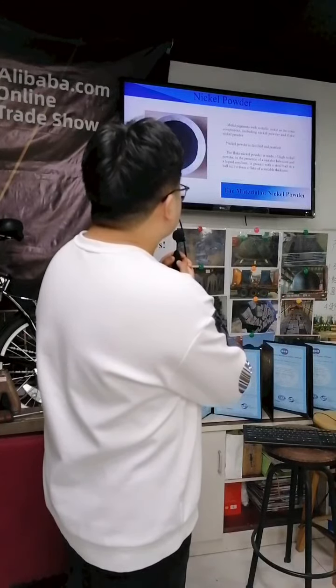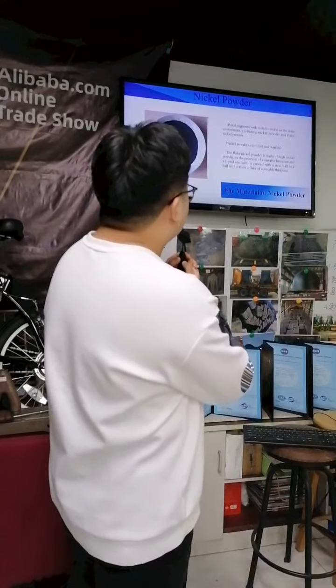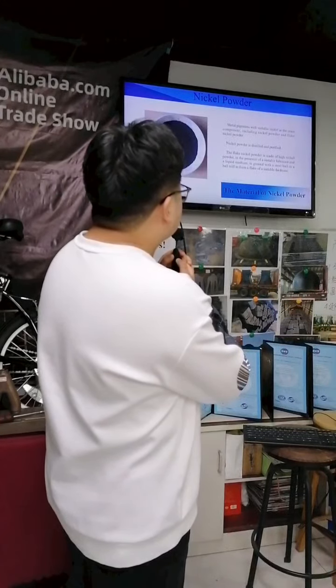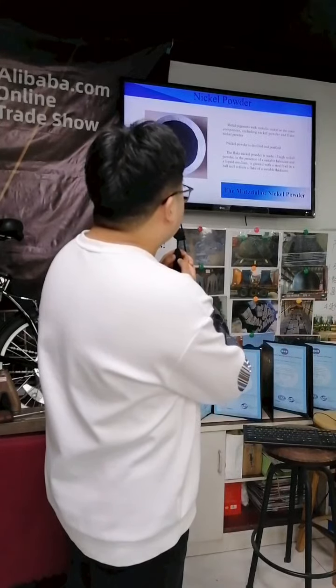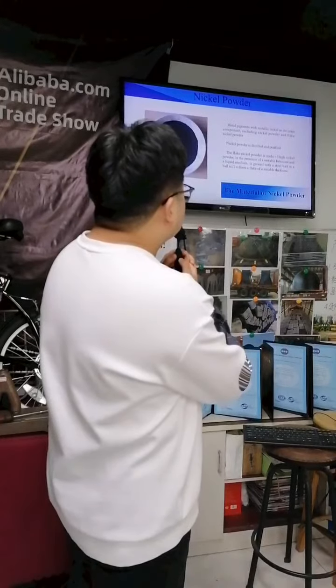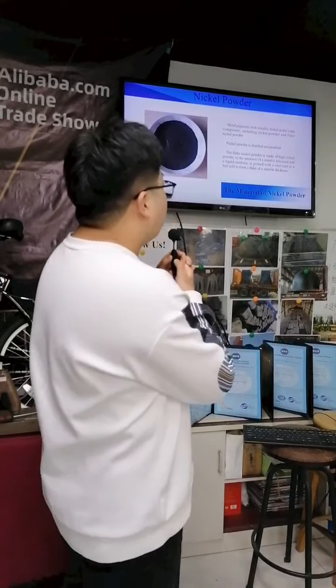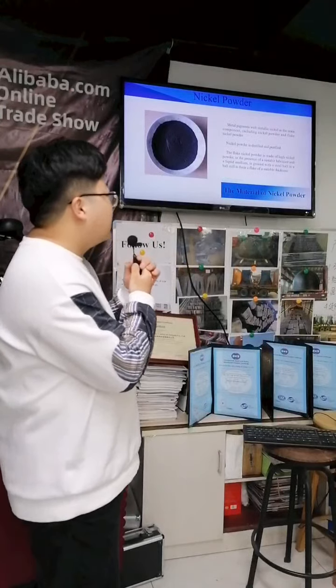In the process, a suitable lubricant and liquid medium are ground with steel balls in a formula to form flakes of suitable thickness.